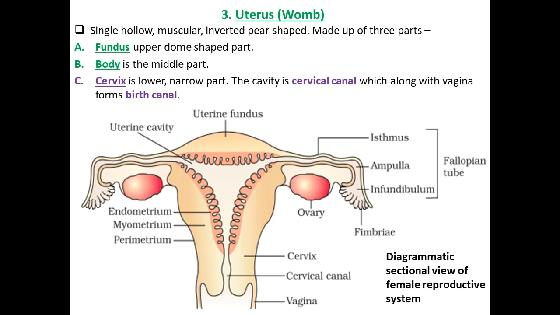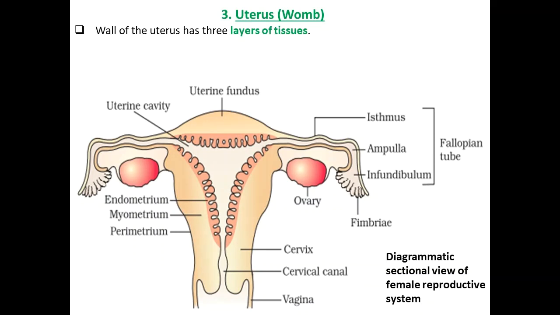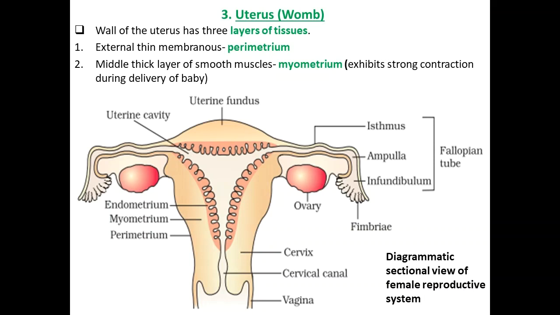Is it okay? After that, the main middle part of the uterus, the body, has 3 layers. The 3 layers, going from outside to inside, are: number 1, the outer thin membranous layer called the perimetrium. Number 2, the myometrium, which is the middle thick layer of smooth muscles. These muscles bring about the delivery of a baby at the end of a pregnancy, with the strong contractions called labor pains, due to which the baby is released at the end of parturition. Myo means what? Muscles.